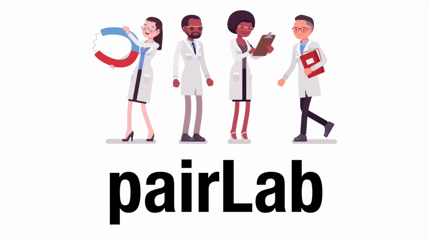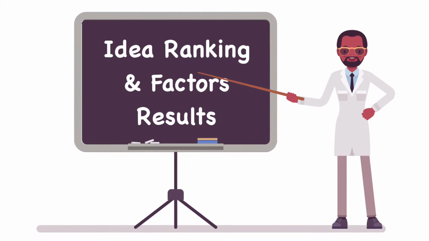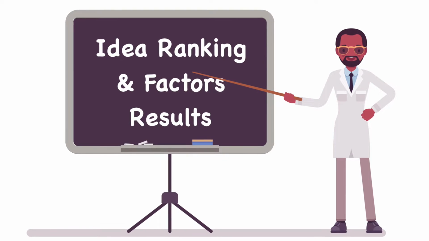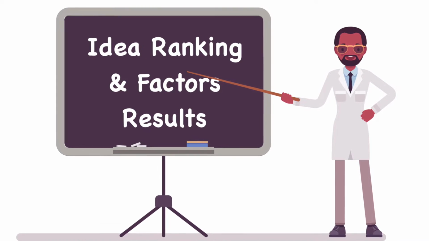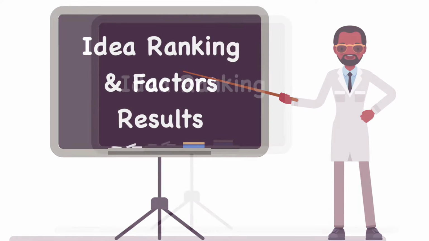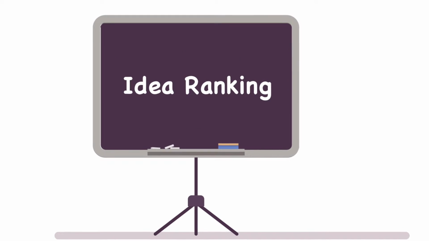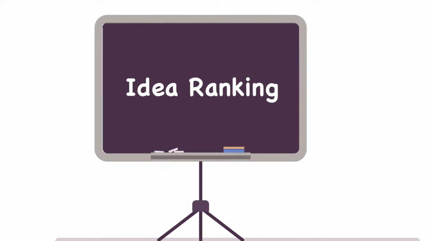The first was survey configuration and the second was check data. In this video, I'll talk about the third tool in an experiment, results, specifically idea ranking and factors, which are two results reports in pairLab. First, idea ranking. This report shows each idea ranked by pair score in descending order.